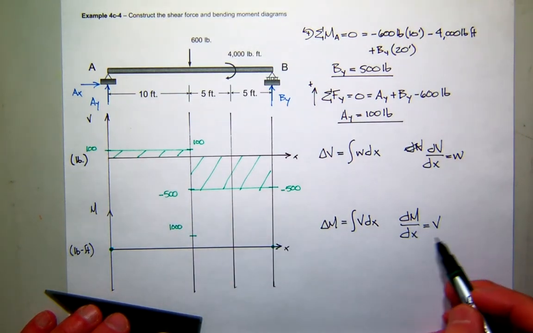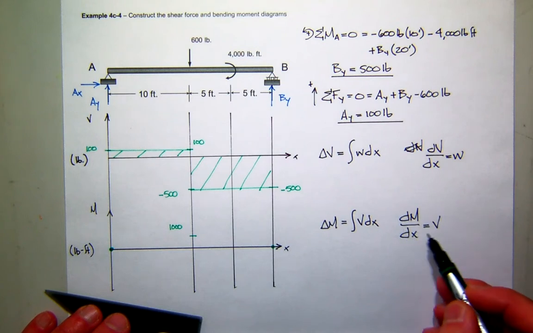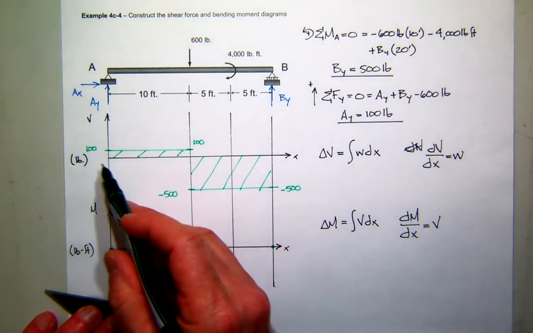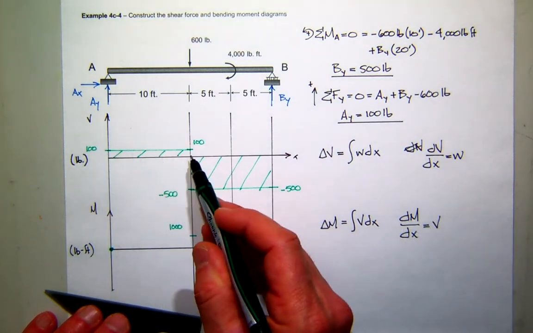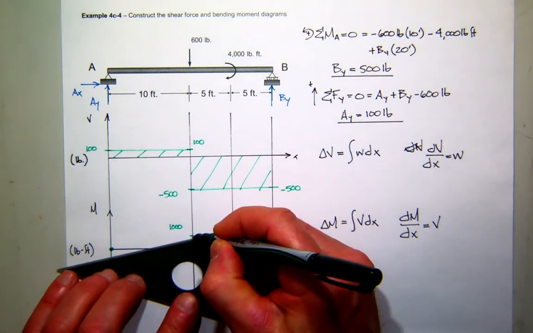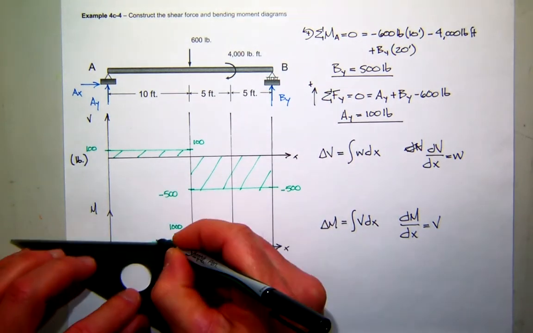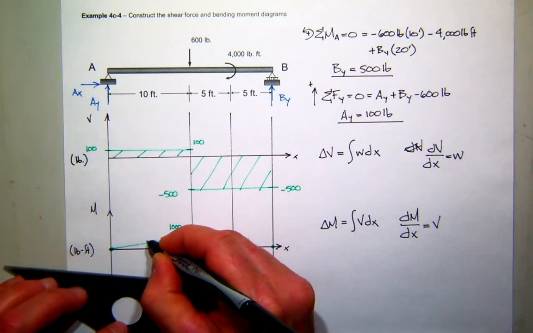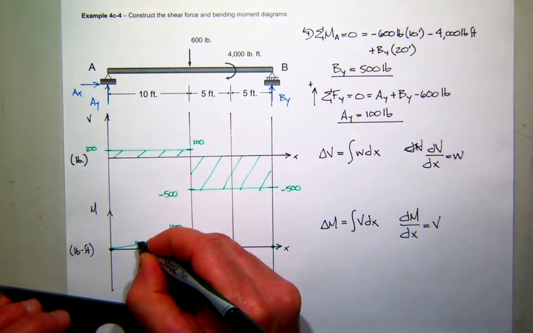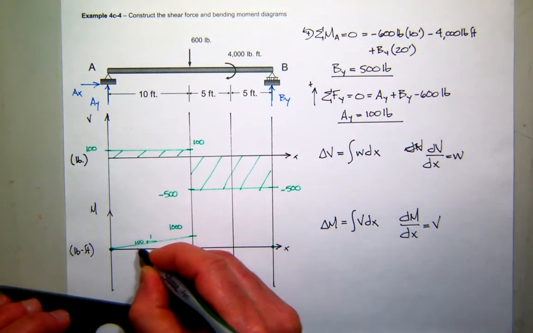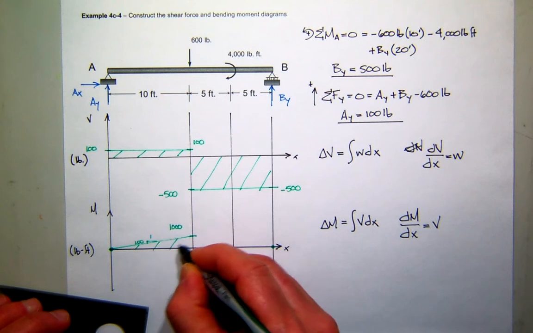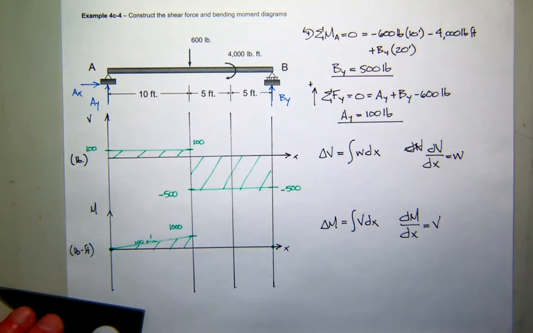And what's the shape of that curve? Yeah, it's given by the shear, and the shear is constant, positive. So I have a constant, positive slope. And I'll just mention on there that would be a 100 to 1 slope. Okay? Now what's next?